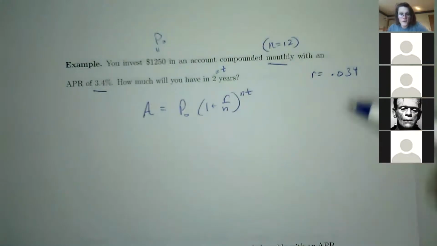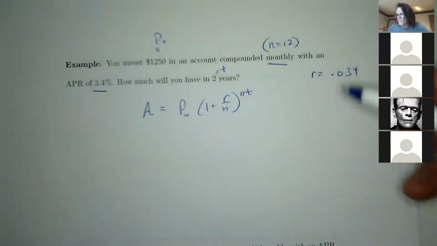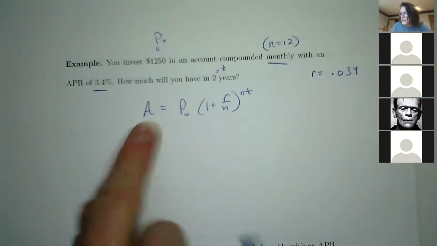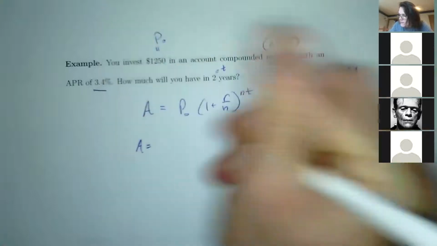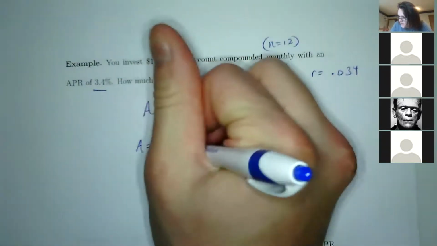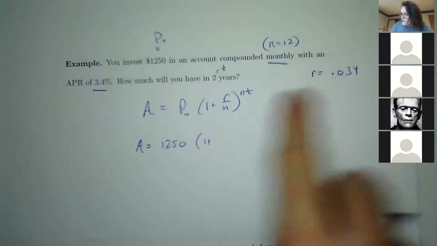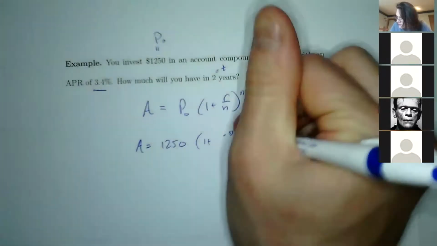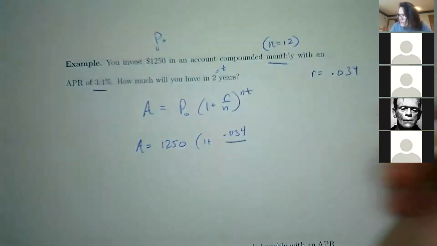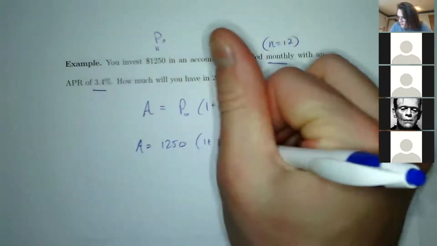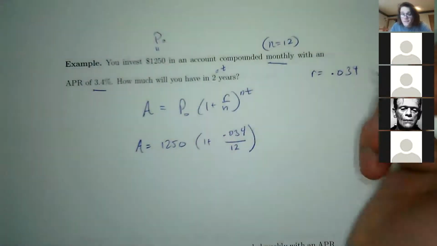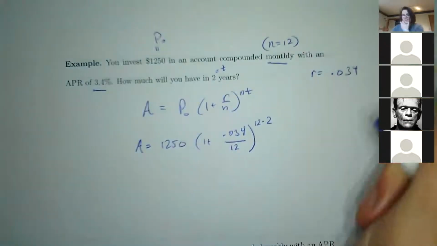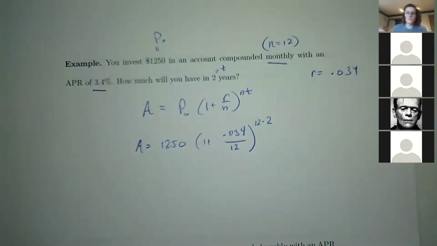So, pick out and organize the information as it's given and then try to answer the question. A is the amount in the account. So that's what I want to solve for. So A equals P naught, which is 1250, times 1 plus R, which is 0.034, I keep saying 43, all over N, again monthly, so 12. All to the N, again 12, times T, 2. Right? So now you just compute it.